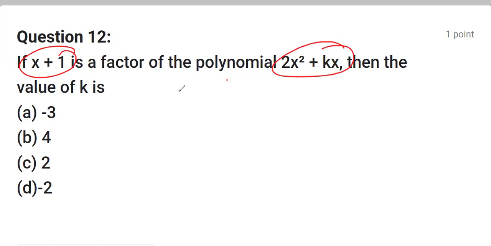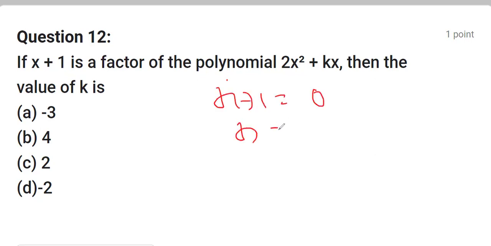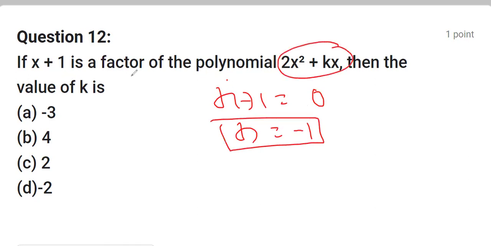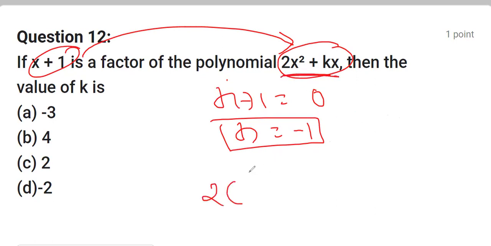the remainder is 0, right? Remainder and factor theorem are very closely associated. So I can find the zero of this polynomial. What is the zero? Equating x plus 1 with 0, I got x is equal to minus 1. Now, since x plus 1 is a factor, replacing x with minus 1, we should get 0 as the remainder. So I can replace x over here with minus 1, and that should be equal to 0, right?